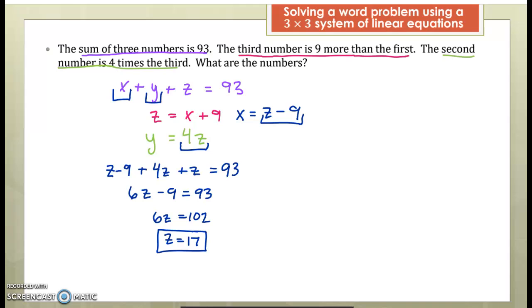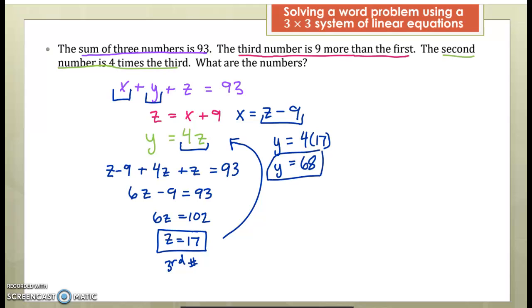I'm going to actually go ahead and label that. I can find y by plugging in z here. So y is going to equal 4 times z, or 4 times 17, which is equal to 68. So y equals 68. And I also know x in terms of z. X is going to equal z minus 9, or 17 minus 9, which means x equals 8.